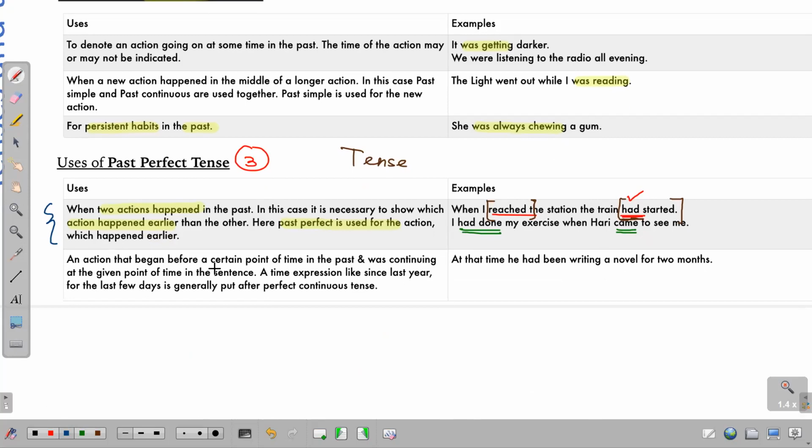Okay, an action that began before a certain point of time and that was continuing at a given point of time in the sentence, with a time expression like since last year, few years, and then used at that time. So this is easy: at that time he had been writing a novel for 2 months. Okay, so "had".